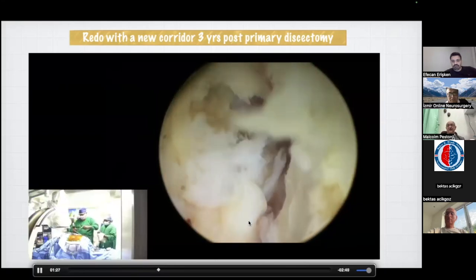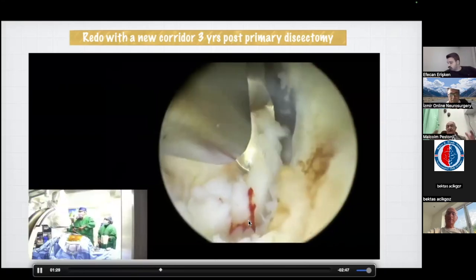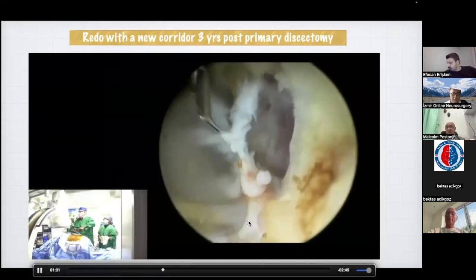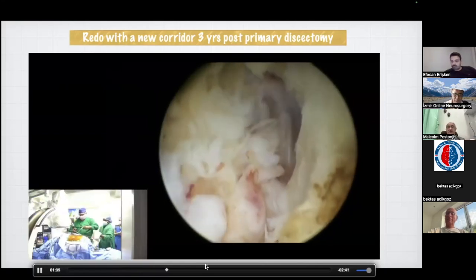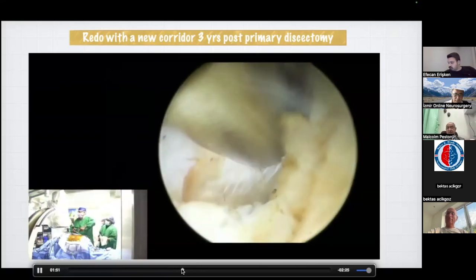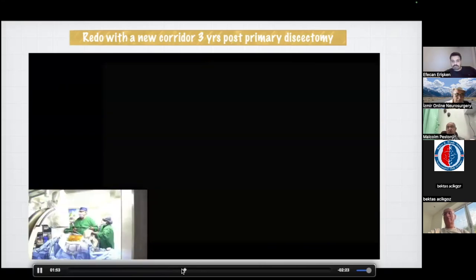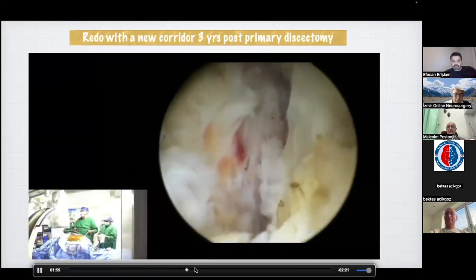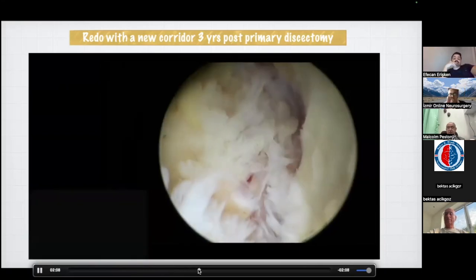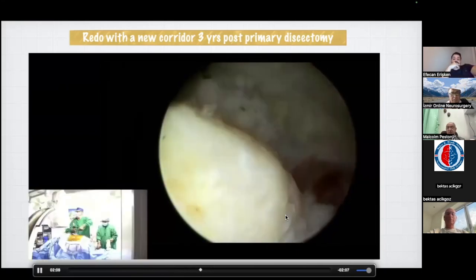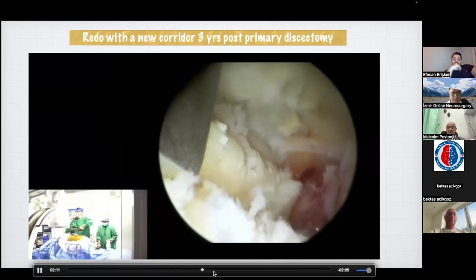See all this fibrous synovium which has grown on the nerve root. Source of pain, inflammation. It's under water pressure, so it's not bleeding so badly, otherwise it would bleed terribly. So finally, we are exploring this root. Nicely, we've exposed the root.